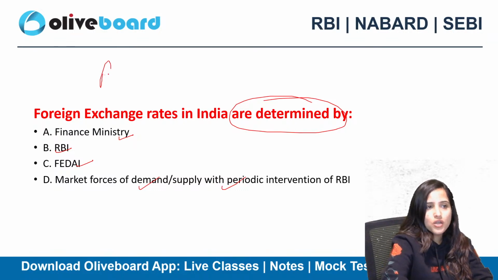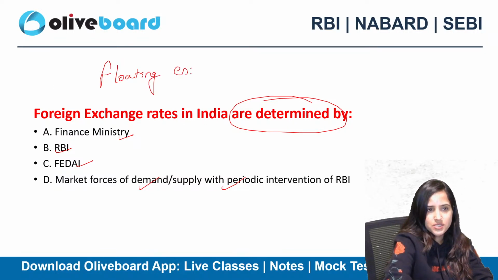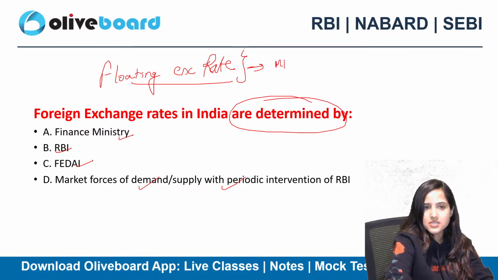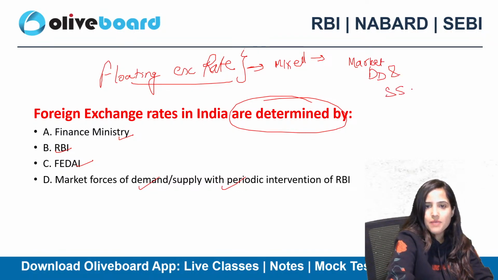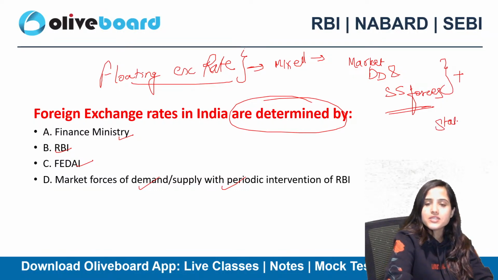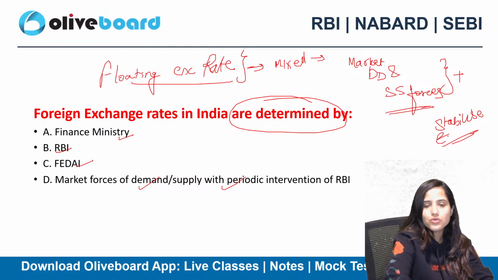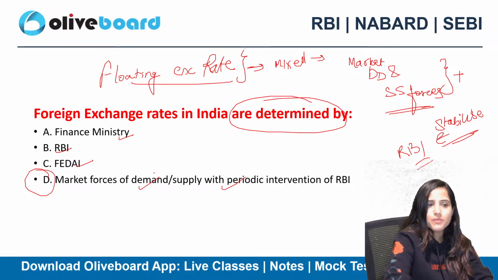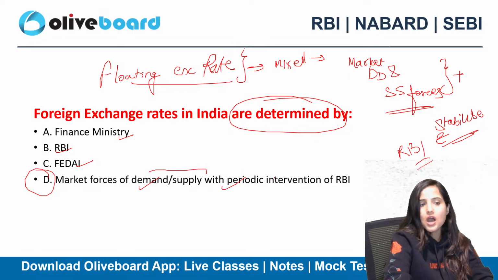So yesterday we talked about a floating exchange rate system. हमने एक फ्लोटिंग एक्सचेंज रेट सिस्टम की बात की थी, जिसमें हमने क्या बात की थी? That in India we follow a mixed system wherein we leave everything to the market demand and supply forces. हम मार्केट डिमांड एंड सप्लाई फोर्सेस पे सब छोड़ देते हैं. ठीक है. And whenever there is a need to stabilize the economy, then what do? We intervene. Then RBI intervenes. Okay. Alright. So what is the answer? D. D is the correct answer. So market forces of demand and supply हैं जो determine करते हैं foreign exchange. ठीक है. लेकिन अगर RBI को intervene करना पड़े तो वो कर सकता है.